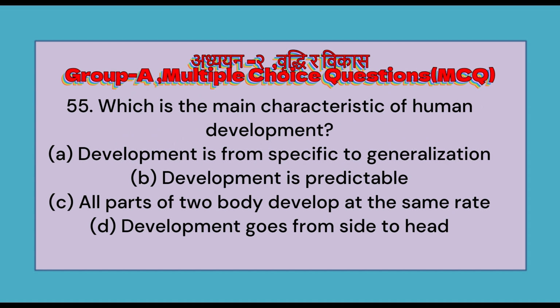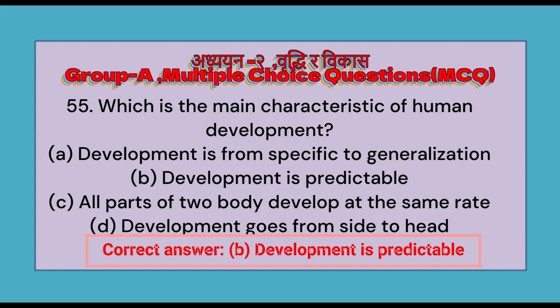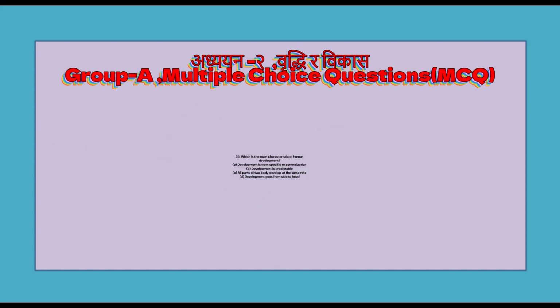55. Which is the main characteristic of human development? A. Development is from specific to generalization. B. Development is predictable. C. All parts of the body develop at the same rate. D. Development goes from side to head. Correct answer: B. Development is predictable.